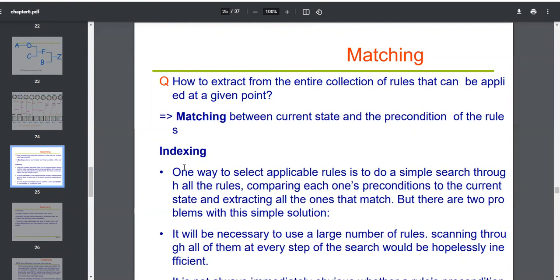So in indexing, what you are going to do is this: you have a long queue of facts, a larger database of facts, and whatever goal you need to match, you are going to match it one by one, one at a time.